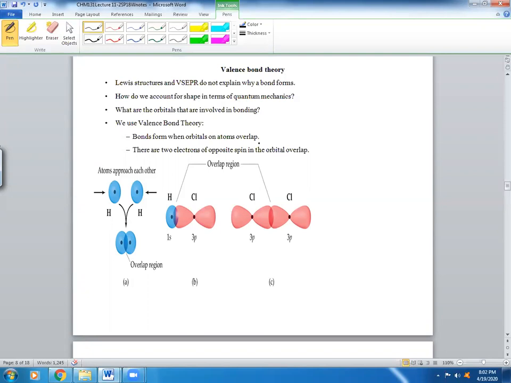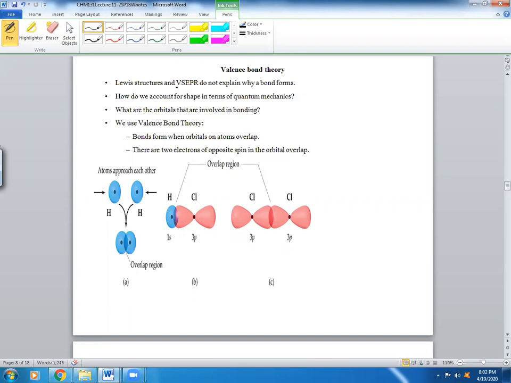So far, we have been talking about bonding occurring to lower the energy of the system, but we did that by talking about the nuclear forces. The nucleus is attracted to the electrons, and thus that lowers the energy. But still, we didn't talk about quantum mechanics, meaning the orbitals and the shapes of those orbitals, the s and the p. So this is the chance to talk about it. So let's start. Lewis structures and VSEPR do not explain why a bond forms.